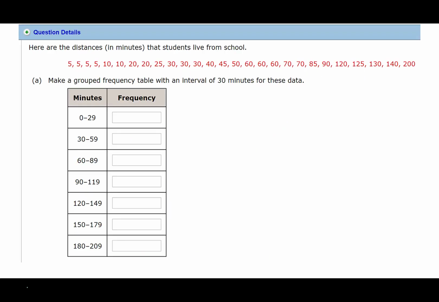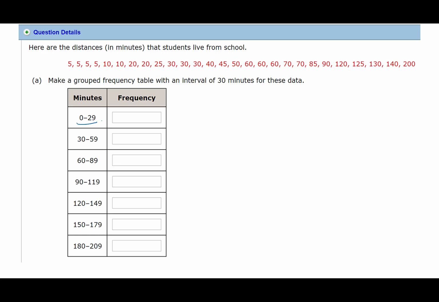Okay, next, in this question we're just practicing making a frequency table from these intervals. It says here are the distances in minutes that students live from school. These values are already in numerical order. It says make a grouped frequency table with intervals of 30 minutes. The intervals are already given to you, 0 to 29 minutes, 30 to 59 minutes, and so on. And so we're just going to split this data and count how many values are in each interval.